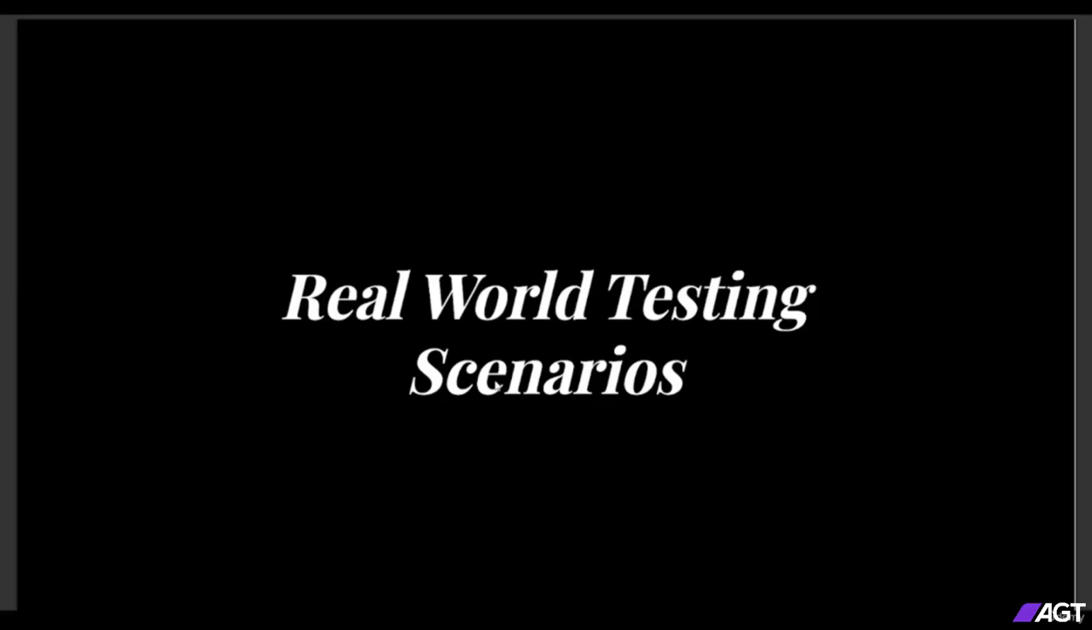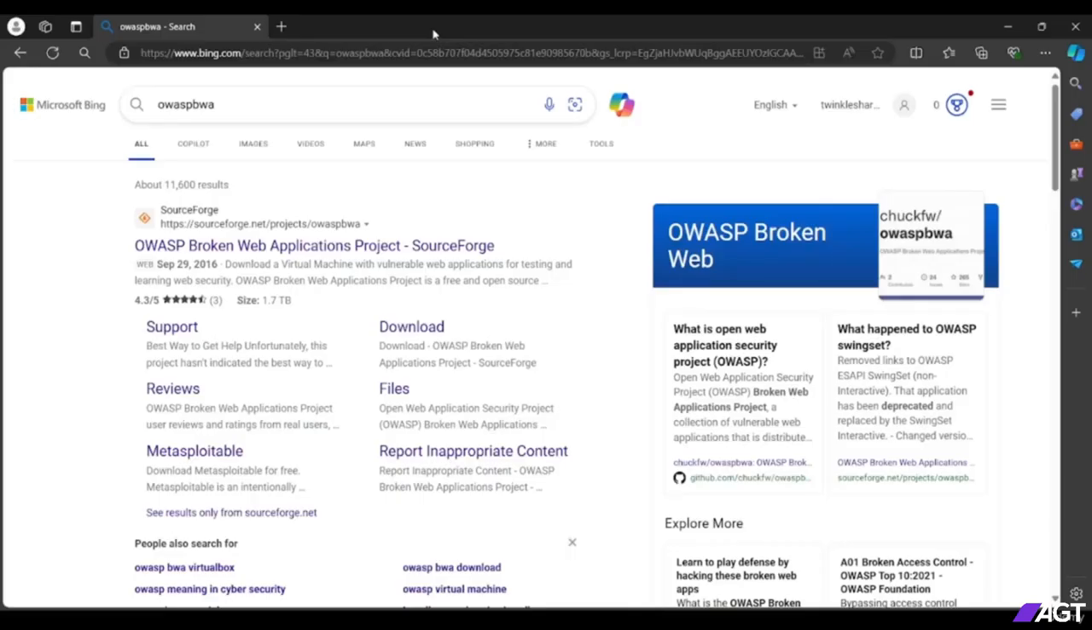In this lecture, I'm going to show you how to set up and use the OWASP Broken Web Application in VMware. So this will help you to practice and understand real world application vulnerabilities in a safe environment. Let's get started. First, we need to download the OWASP VWA file.